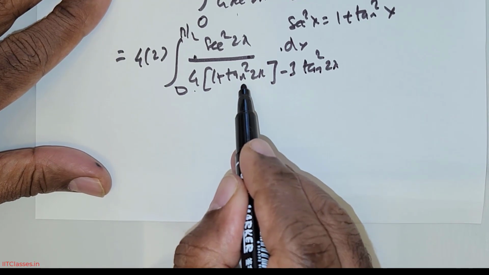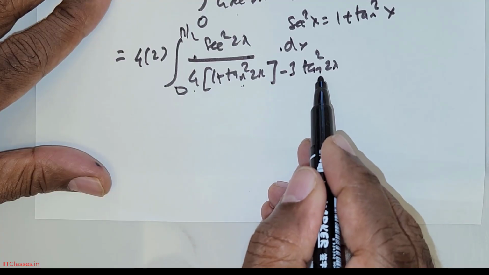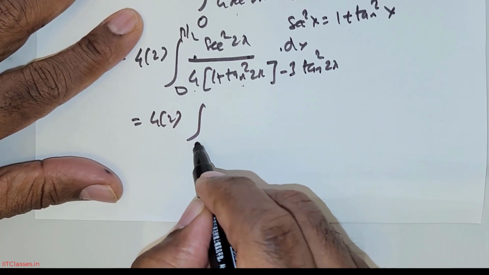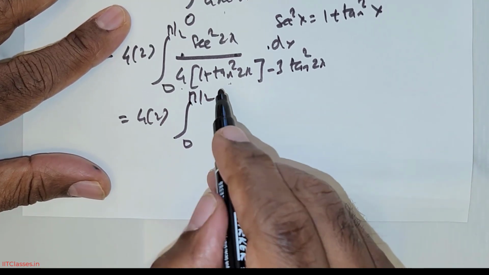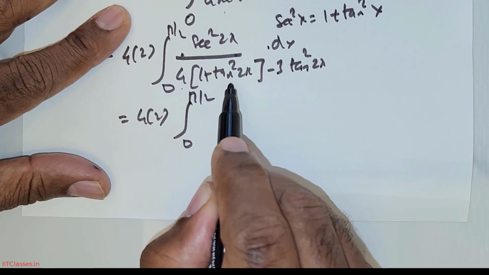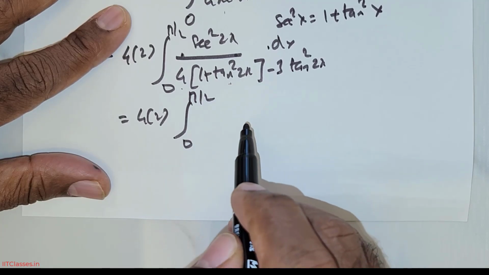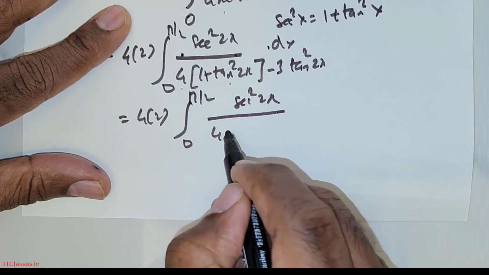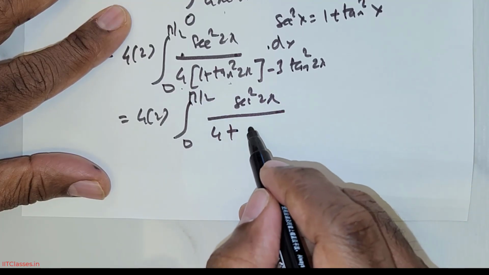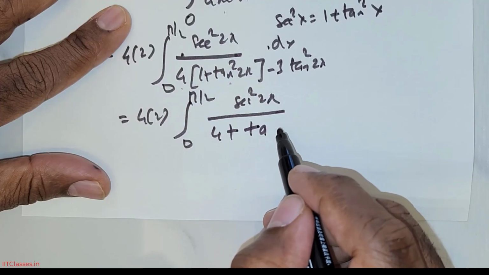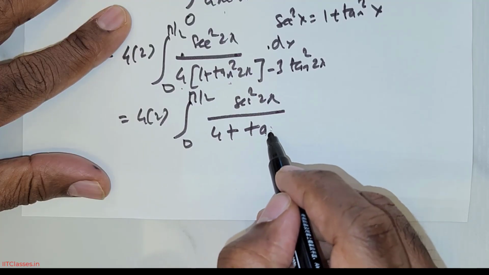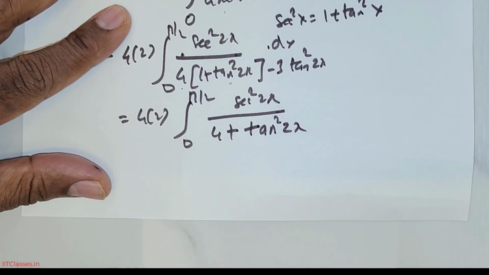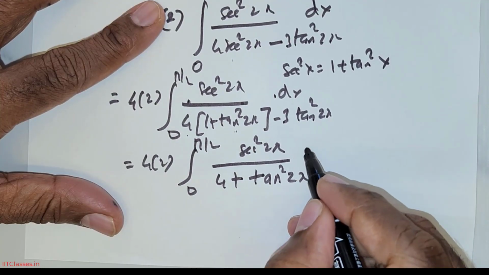Now 4 times tan squared 2x, minus 3 times tan squared 2x. So they get operated with. So that one would give us a cumulative effect of 1 tan squared 2x. So this is going to be secant squared 2x divided by 4 plus, I have just tan squared 2x. This is what I've got. Okay. Of course, we got the dx.